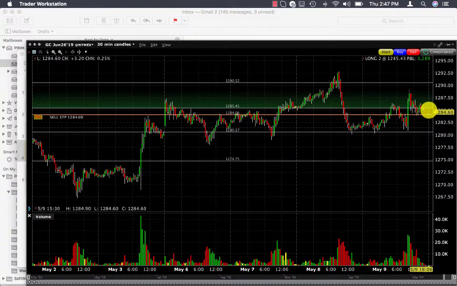It's 1.5 points of risk on the table. We can see I was in at 1285, or 1285.5 really, if it comes down to 1284, then I'll exit that trade, and I'll have been wrong, but I've only risked 1.5 points on that trade.